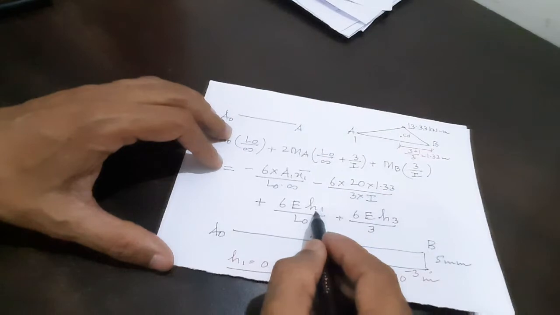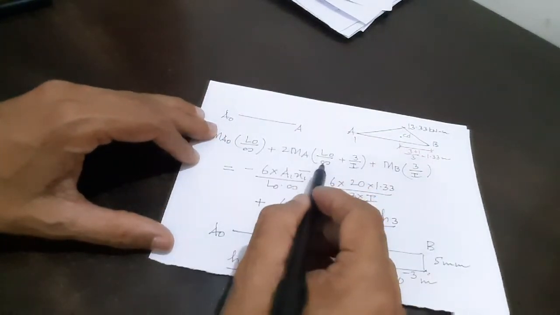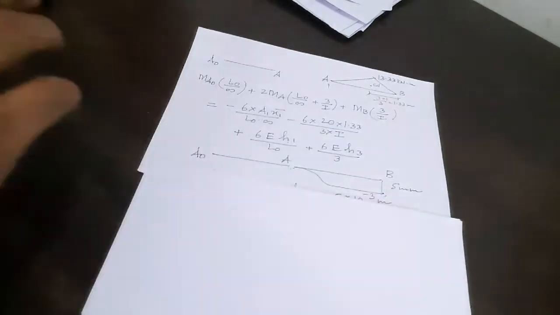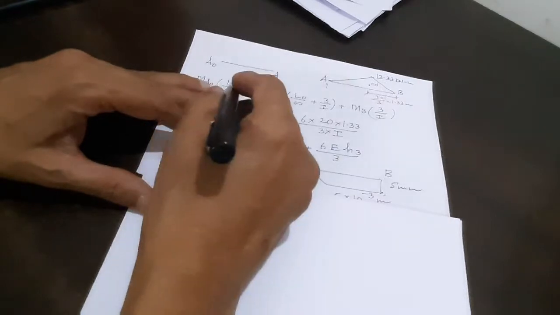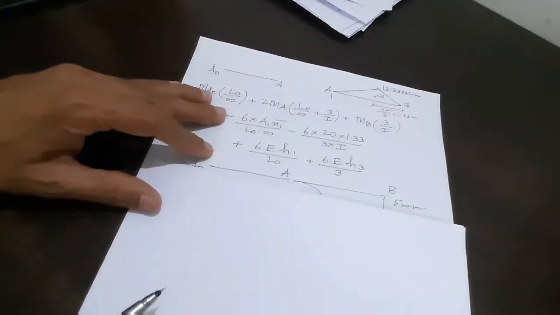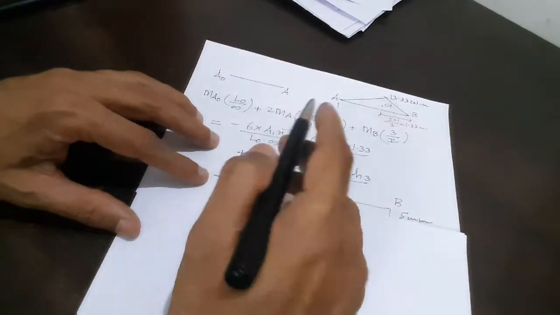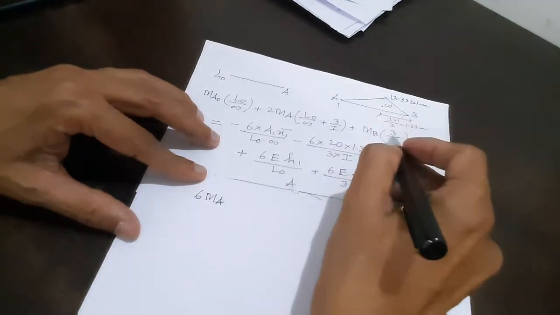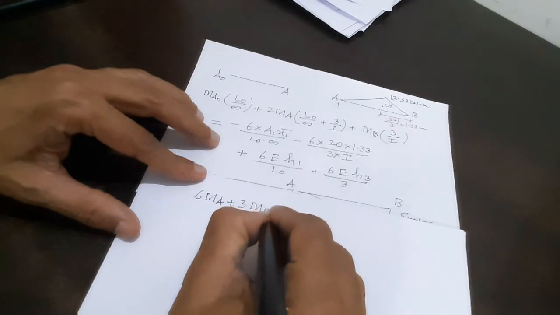So naturally H1, if I put it in this particular thing, it will be 0. This term will be 0, this term will be 0, and I am multiplying everything with I. I am multiplying this equation with I and I am putting the value. Multiplying this equation, this term will be 0 because it is divided by infinity. If I multiply with I, it will be 3 into 2, that is 6 MA. If I multiply this with I, then plus 3 MB, 6 MA plus 3 MB.